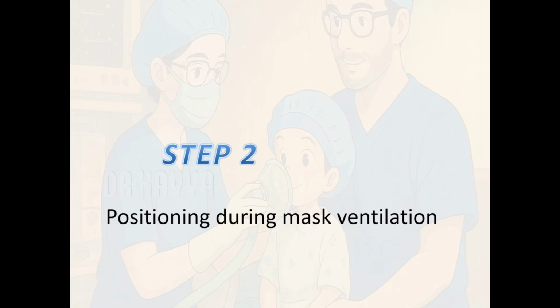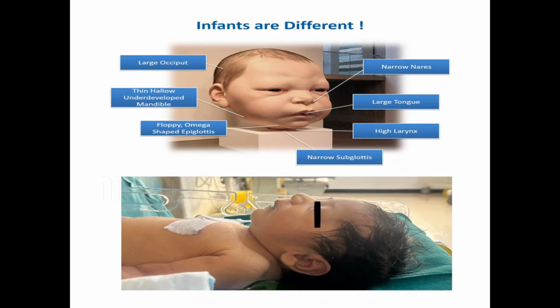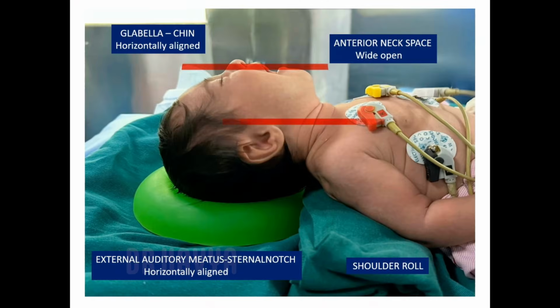Step 2. How to position the child during mask ventilation. Infants are different because of anatomical variations. The disproportionately large occiput results in passive neck flexion in neutral position and obstructs the airway. Therefore, in infants, placing a shoulder roll and a small headrest opens the anterior neck space, brings glabella to chin and external auditory meatus to sternal notch horizontally aligned to facilitate mask ventilation.